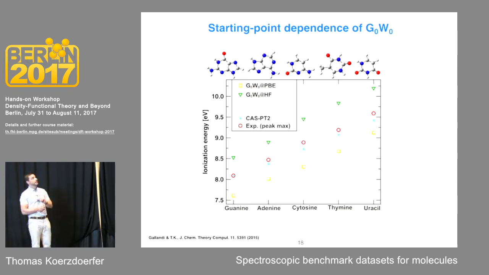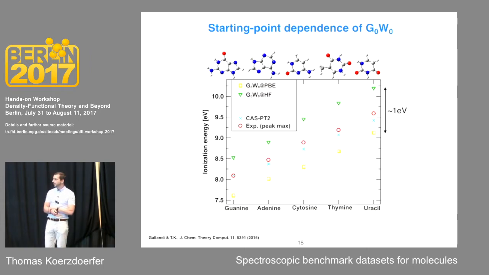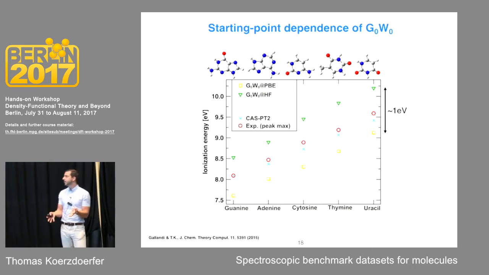This just is a different study that we did before that, for the different DNA, RNA nucleobases, where you nicely see what's the problem. So here in the center, you have experimental data for the IPs. You have COS-PT2 reference data that is, well, somehow okay compared to experiment. I will talk about that later. And then you have a GW calculation once on top of Hartree-Fock and another GW calculation once on top of PBE. And the difference between the two is 1 eV. So you get this range of results from GW just by changing the starting point.